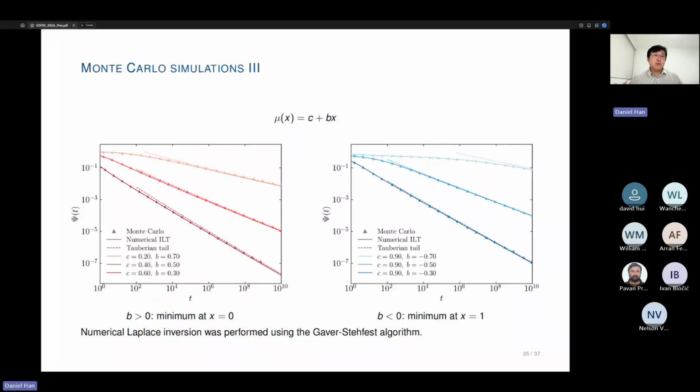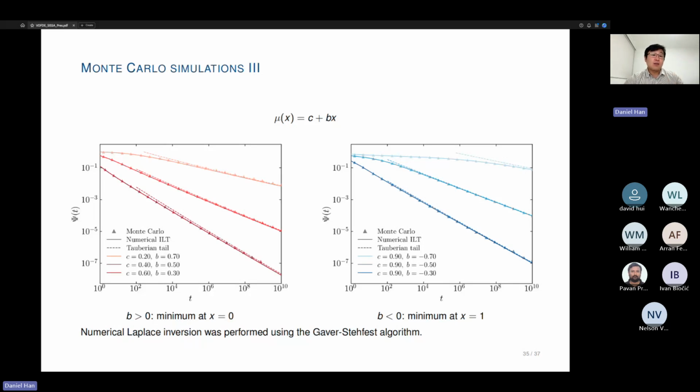And what you're seeing on the left versus the right is whether you have a minimum located at 0, so the gradient is positive for mu, or the gradient is negative for mu, and the minimum is now located at the reflecting boundary. And hopefully what you can see is that the tails, at least for when my minimum is located at x equals 0, are much more steep. So you have almost a finite mean first passage time, compared to when I have the minimum trap located at my reflecting boundary. And this is intuitive, because if your minimum is located at your absorbing boundary, everything tends to aggregate there.